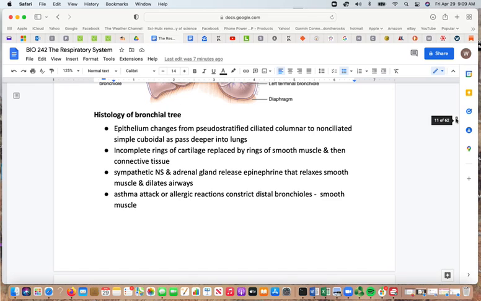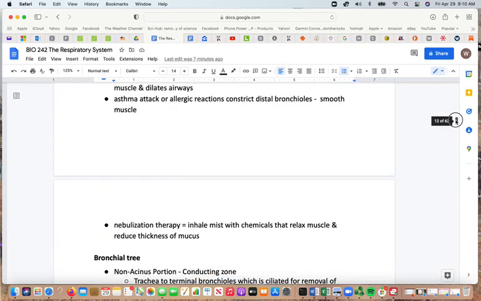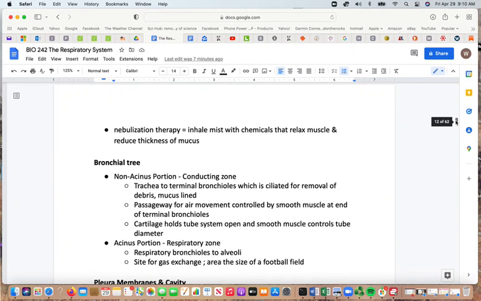Your sympathetic nervous system and adrenal glands can release epinephrine that will help to relax the muscle and dilate the airways. So when a person is having an allergic attack or an asthma attack, a lot of times something like epinephrine can be used to help open up those airways because they will constrict with an allergic or asthmatic reaction. Nebulizers, with those you inhale the mist, and there's a chemical in there that helps to relax the muscle and reduce the thickness of the mucus.